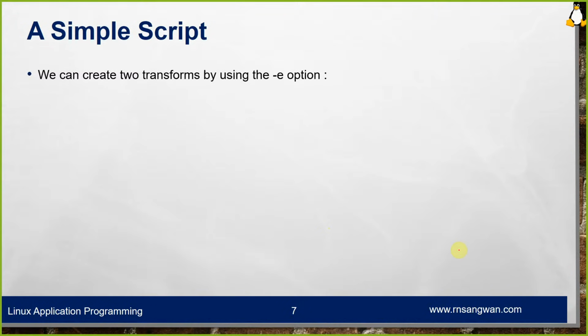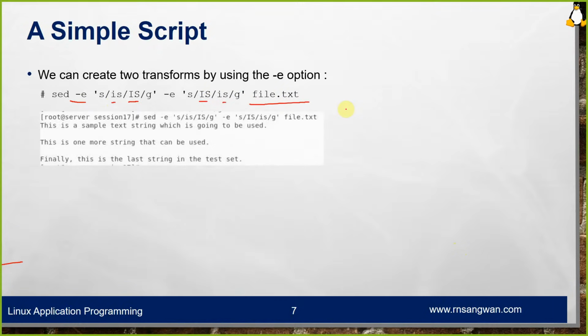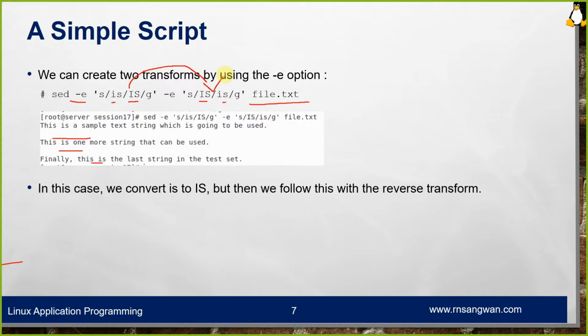We can create two transforms by using -e, like sed -e 's/is/IS/' -e 's/IS/is/' file.txt. So what will the result be? The original file. If you try this, the file will be the same as it is, no change, because you are reversing your previous transformation in the second one. In this case, we convert to uppercase and then we follow this with a reverse transformation. The result will be the same as the original file.